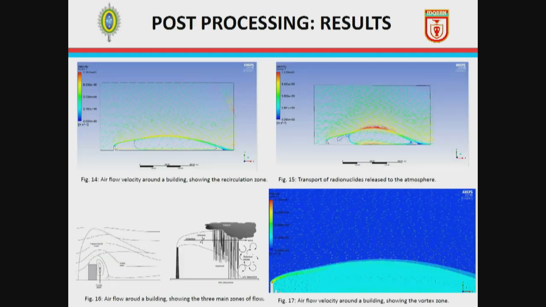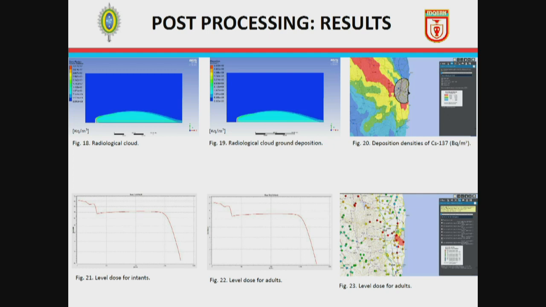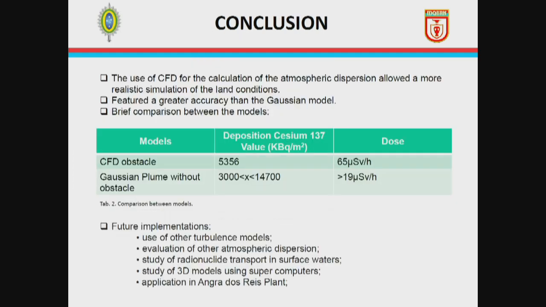As expected, the presence of obstacles near the launch point causes a disturbance in the airflow, generating a recirculation zone and little vortices, which we can see here, and according to the literature, directly influence the concentration and dose level here. And for conclusion, the use of CFD for the calculation of atmospheric dispersion allows a more realistic simulation of the conditions and features greater accuracy than the Gaussian model.